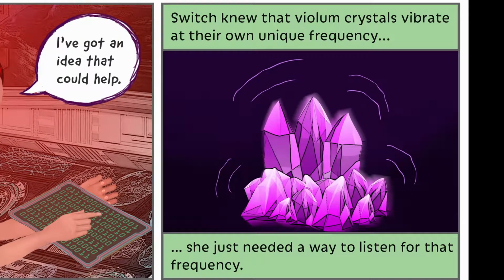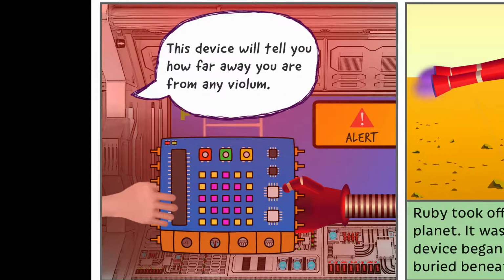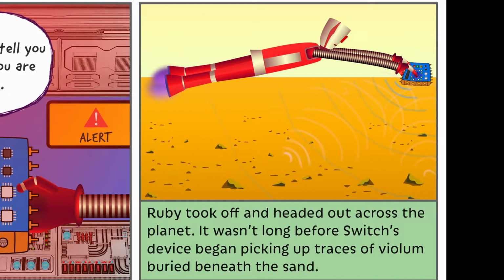Switch knew that Violum crystals vibrate at their own unique frequency. She just needed a way to listen for that frequency. "This device will tell you how far away you are from any Violum." Ruby took off and headed out across the planet. It wasn't long before Switch's device began picking up traces of Violum buried beneath the sand.